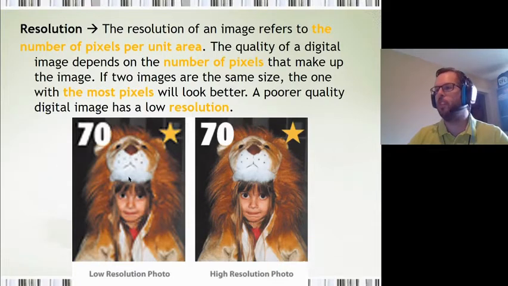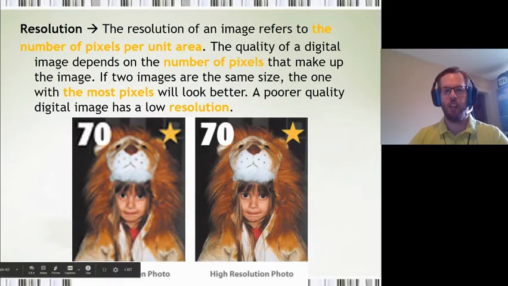So if you can imagine, this image here has fewer pixels, and so you can actually see some of the pixelation in the details. But if you were to make those pixels smaller and have more of them, so if we were to have more pixels that are smaller, we would get a higher resolution. If there's less pixels and they're bigger, then we get a poor resolution.